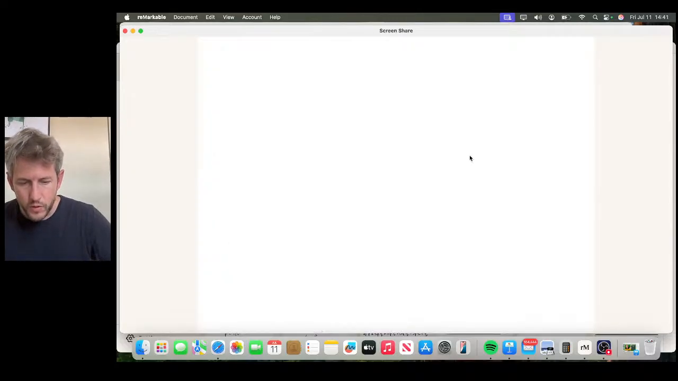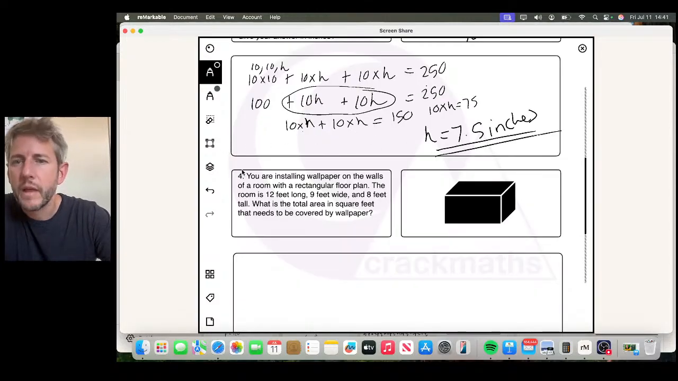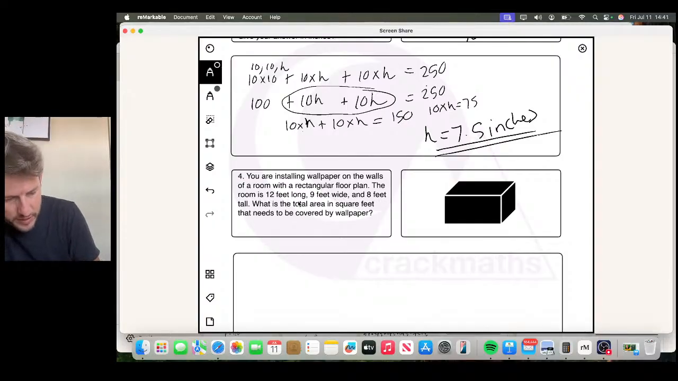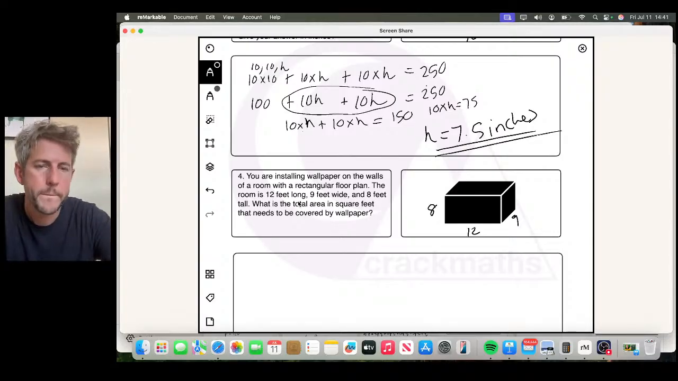Okay, right. You are installing wallpaper on the walls of a room with a rectangular floor plan, okay? The room is 12 feet long, 9 feet wide and 8 feet tall. Okay, so let's just put these measurements on here. So 12, the height is the key one, 8 here and 9. So what do we do with this?